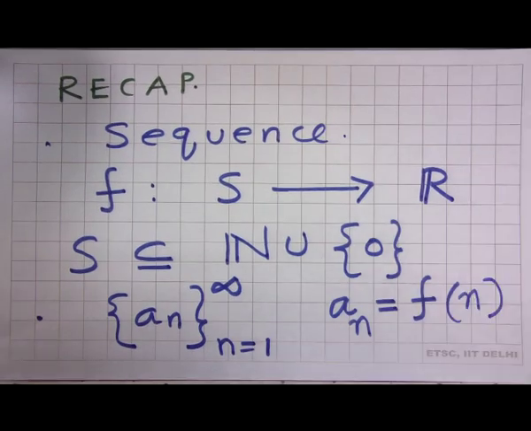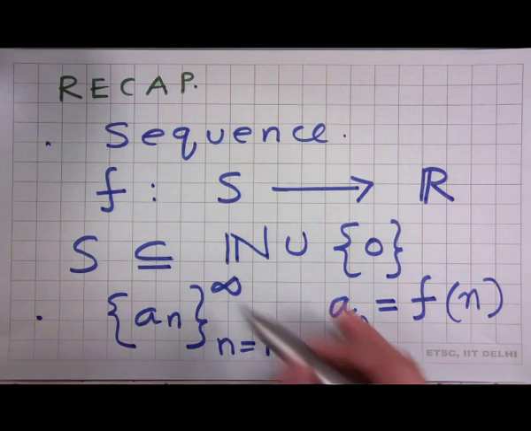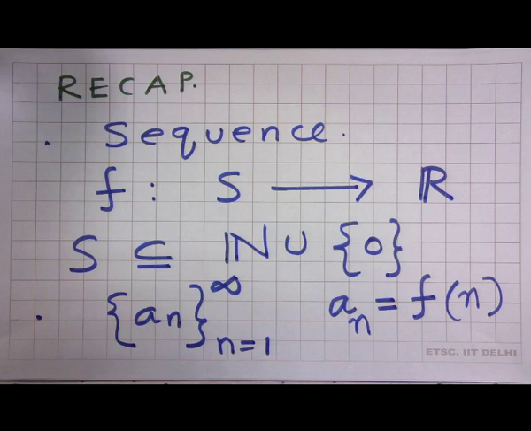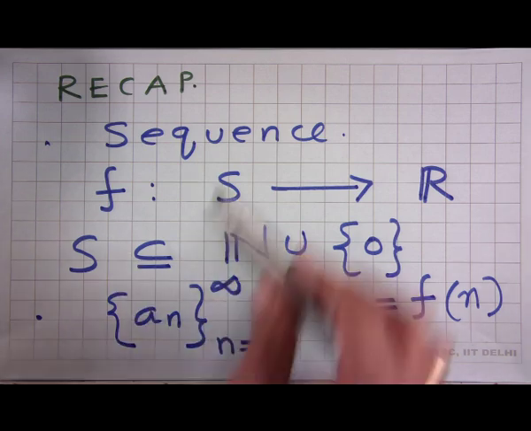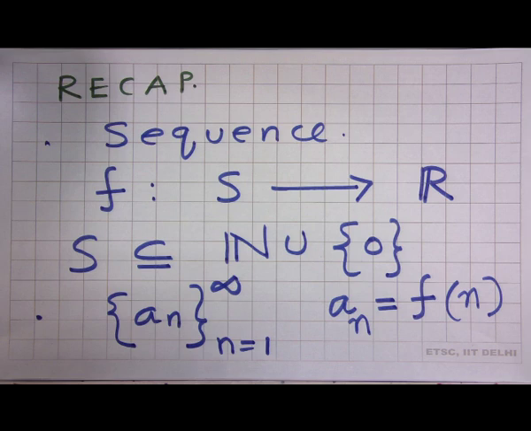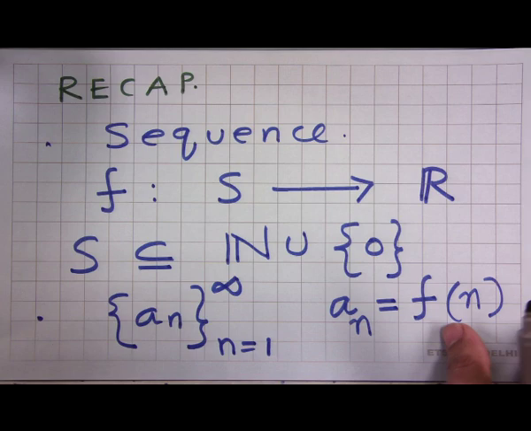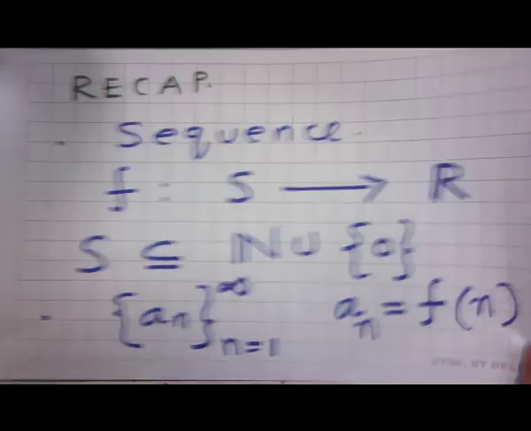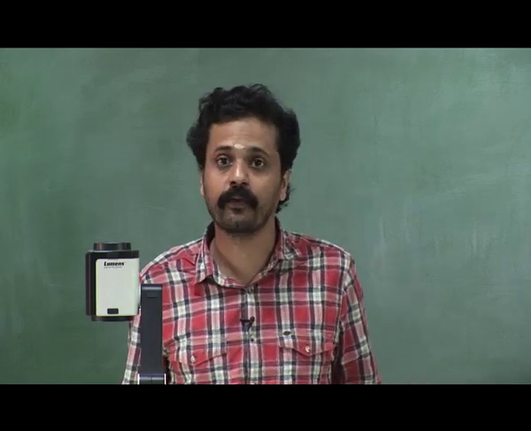I should also remark that though we have written n is equal to 1 to infinity as in the formal definition of the sequence, n may vary from 0 to infinity, or it may vary over some subset of the set N union 0. That is, a sequence may start, for instance, from a_4 onwards.